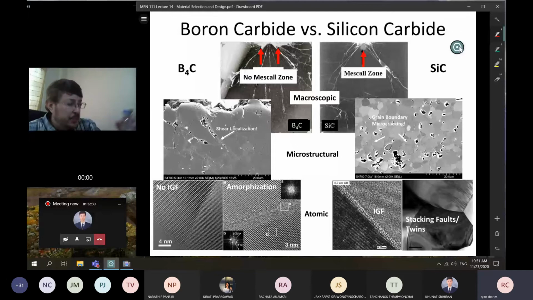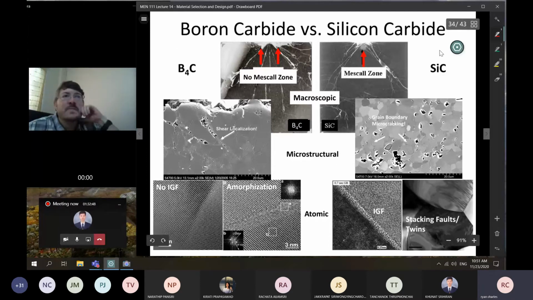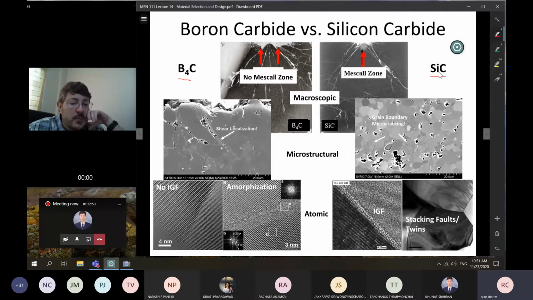So again, these are two different armor ceramics, ceramics we use to stop a bullet: boron carbide and silicon carbide. We like boron carbide. It's low density, lower than silicon carbide. But silicon carbide works better to higher pressure, which we also like. And you have to figure out why. Why does this one work better than this one?